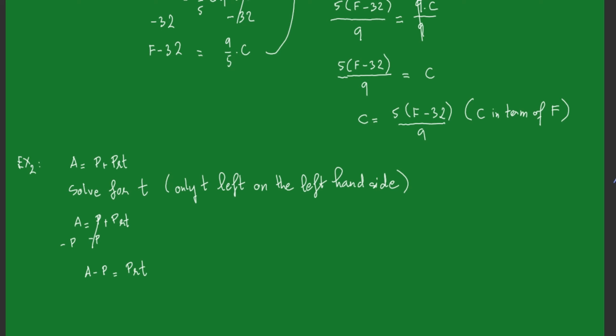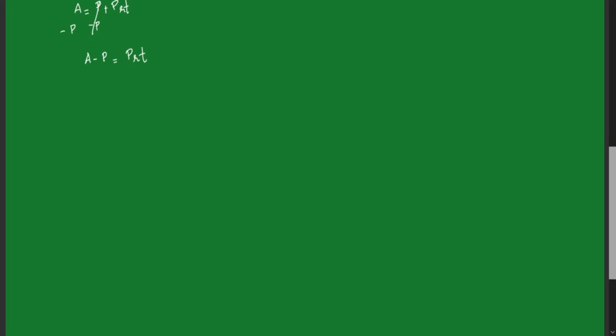So PRT means P times R times T. So in order to get rid of PR, because we want to get T by itself, we want T only. We don't want PRT. We need to get rid of PR. So I'm gonna divide both sides by PR. Okay, I divide both sides by PR.